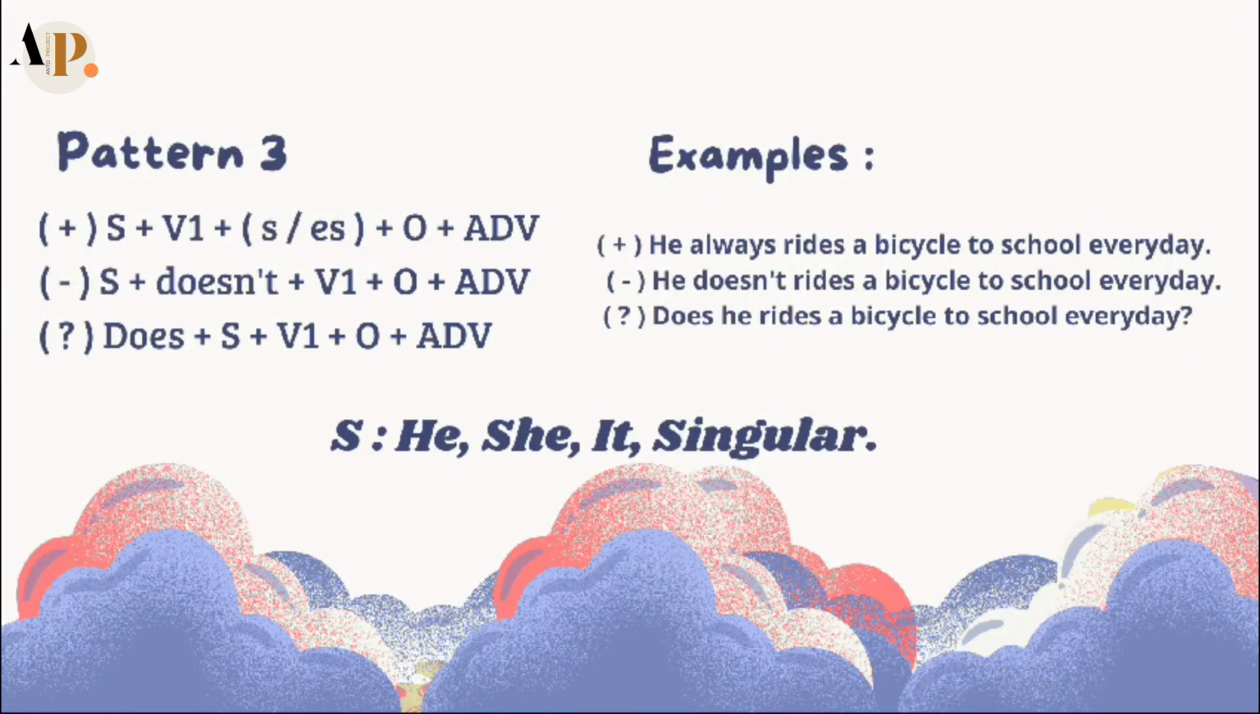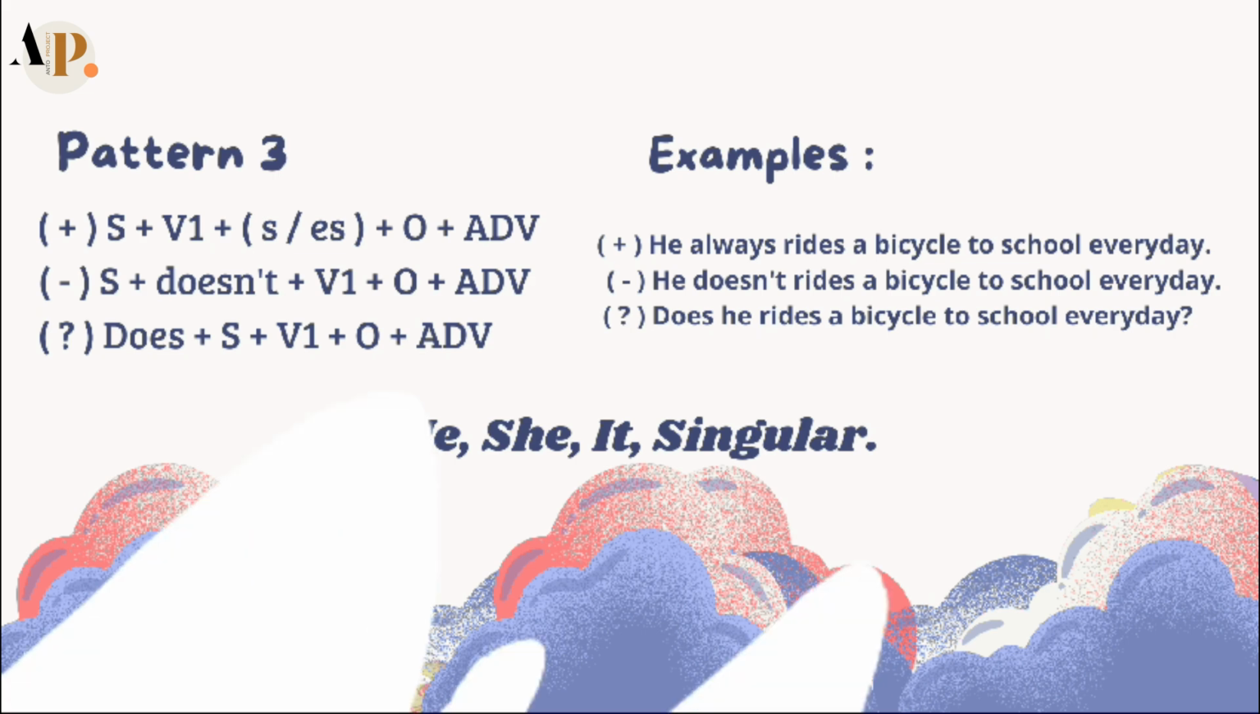Pattern 3. Positive: subject plus verb 1 plus s or es plus object plus adverb. Negative: subject plus doesn't plus verb 1 plus object plus adverb. Interrogative: does plus subject plus verb 1 plus object plus adverb. For example, positive: he always rides a bicycle to school every day. Negative: he doesn't ride a bicycle to school every day. Interrogative: does he ride a bicycle to school every day? The subject is he, she, it, singular.